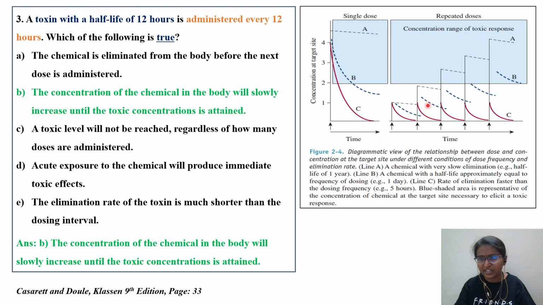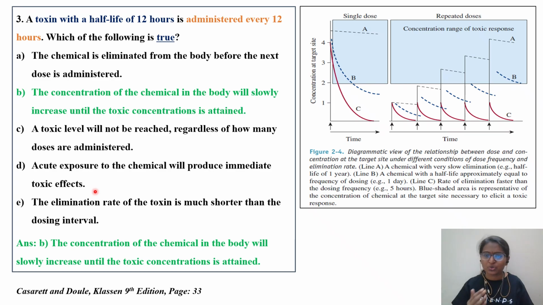Here you can see line B, how with repeated administration, after the first, second, third, fourth, fifth administration, it reaches the toxic response. Option: a toxic level will not be reached regardless of how many doses are administered. This is absolutely wrong, because after the fourth, fifth administration, the toxic level is attained even with the same half-life of 12 hours. Next, acute exposure to the chemical will produce immediate toxic effects. That is not always true.